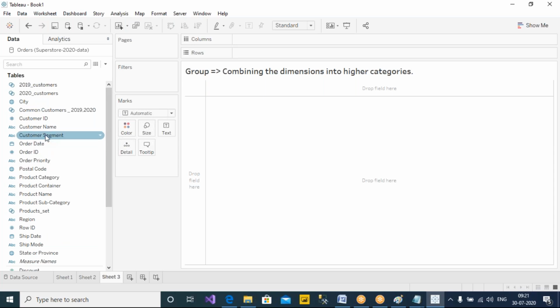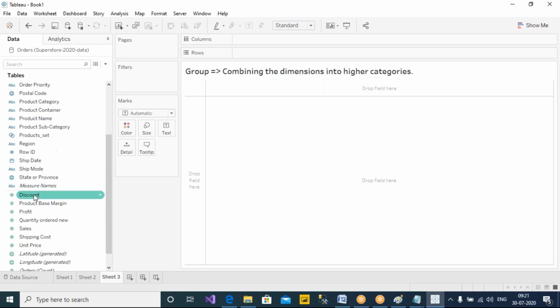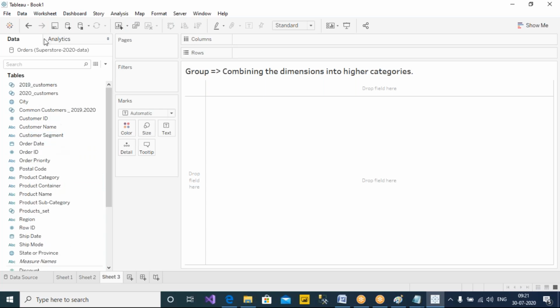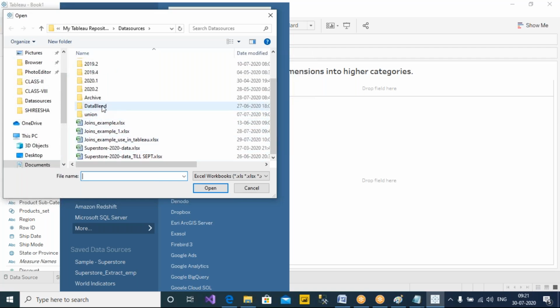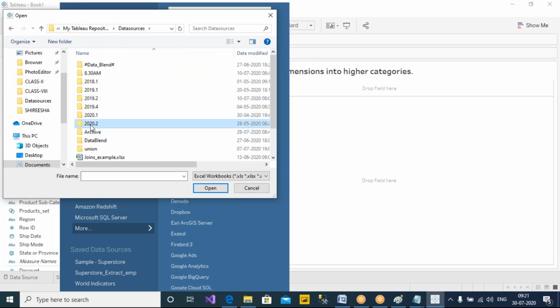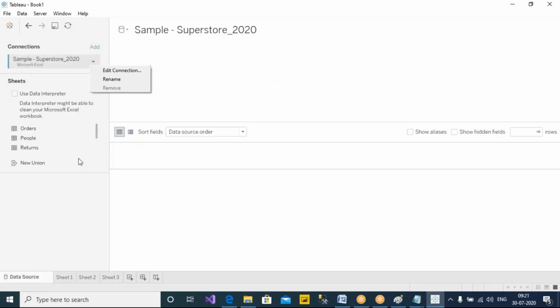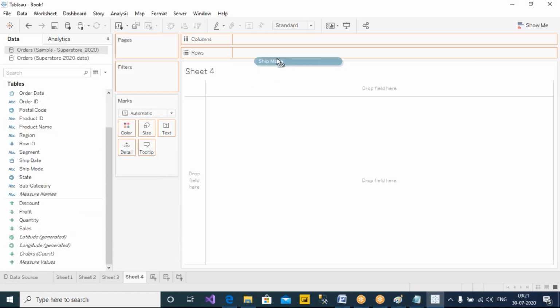City, customer segment, product category, container, region. Okay, let's get another thing here. It's connected to another file. Okay, it's connected to the data source quickly. Ship mode. Yeah, this is what I was looking for.